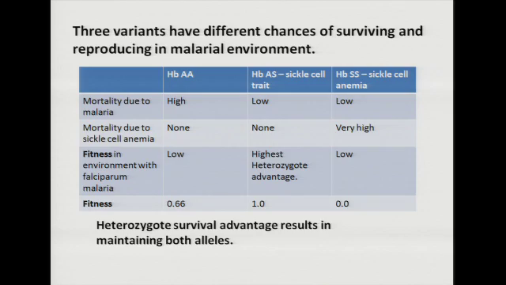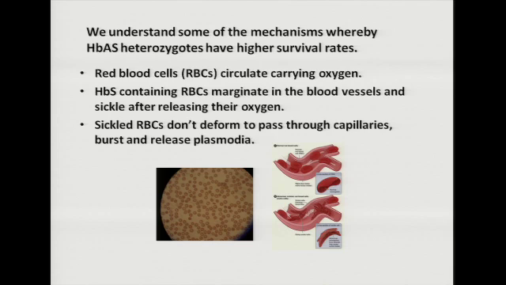So this is evolution by natural selection. It produces some people in the population who are well adapted. This is not perfect. As people who are born with hemoglobin SS will tell you, that is a high cost. But it is better than the alternative. It is better than everyone being hemoglobin AA. We understand some of the mechanisms whereby the AS heterozygotes have higher survival rates, although by no means all.